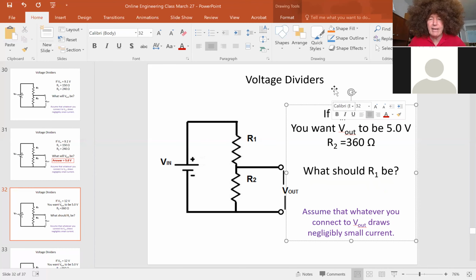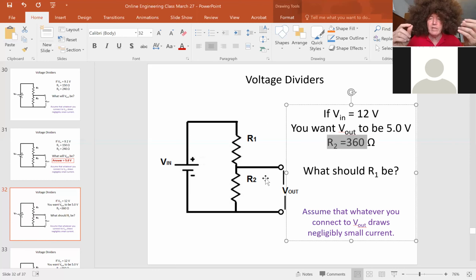Basically what's happening here is I've got a 12-volt battery over here on the left side. But I've got some device that needs only 5 volts. If I hook my device up directly to my 12-volt battery, I'm going to burn out my device because 12 volts is too much voltage for it. So I'm going to build a voltage divider that will step down the voltage from 12 down to 5. I'm going to assume that I've got a bunch of resistors, and one of my resistors has a value of 360 ohms.